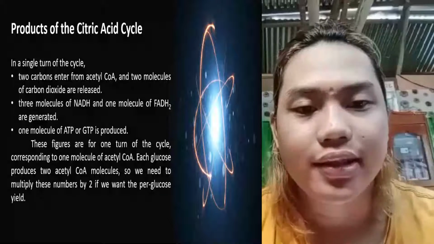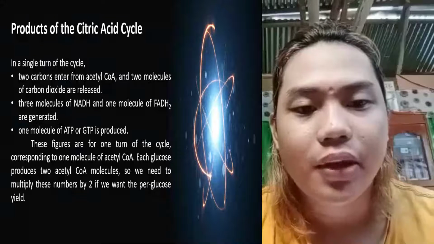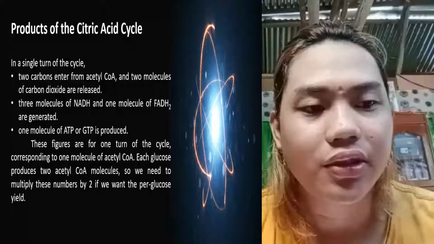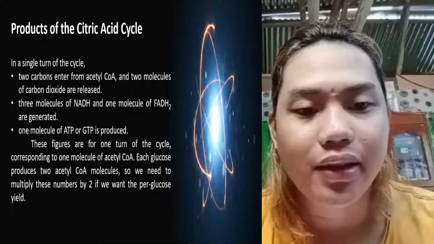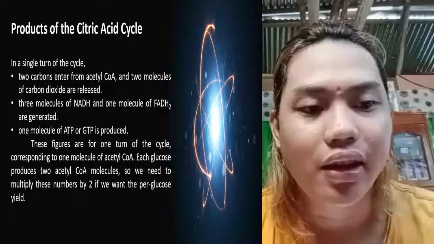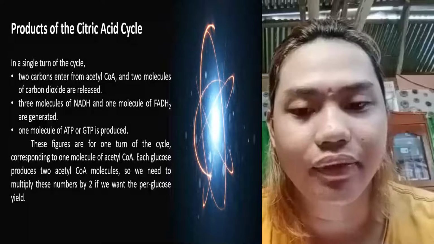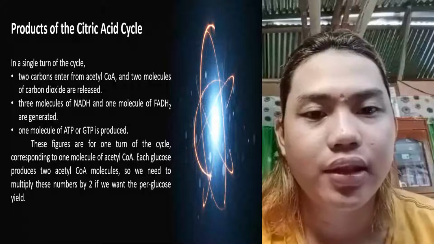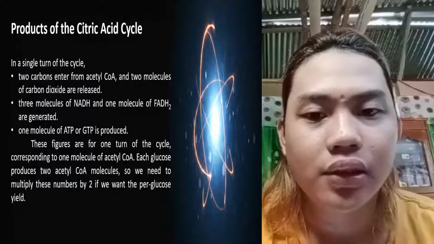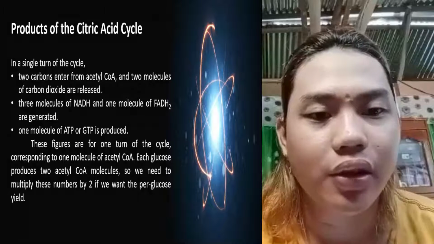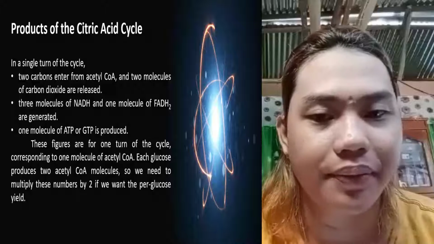Products of the citric acid cycle. In a single turn of the cycle, 2 carbons enter from acetyl coenzyme A and 2 molecules of carbon dioxide are released. 3 molecules of nicotinamide adenine dinucleotide and 1 molecule of flavin adenine dinucleotide are generated. 1 molecule of adenosine triphosphate or guanosine triphosphate is produced. These figures are for 1 turn of the cycle, corresponding to 1 molecule of acetyl coenzyme A.